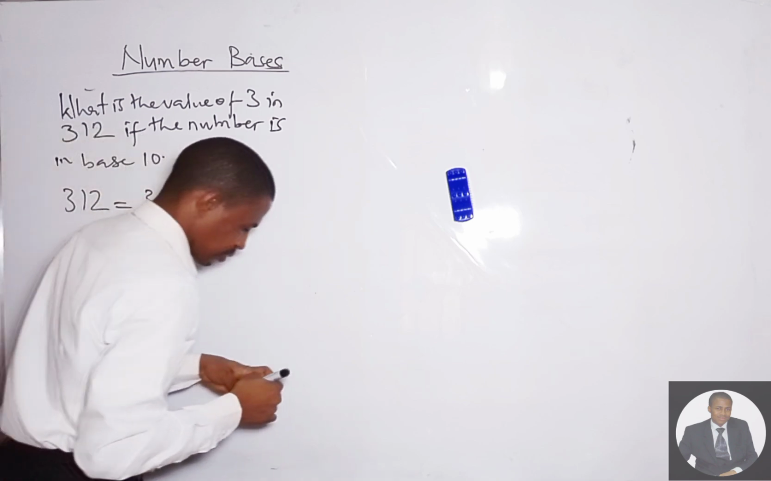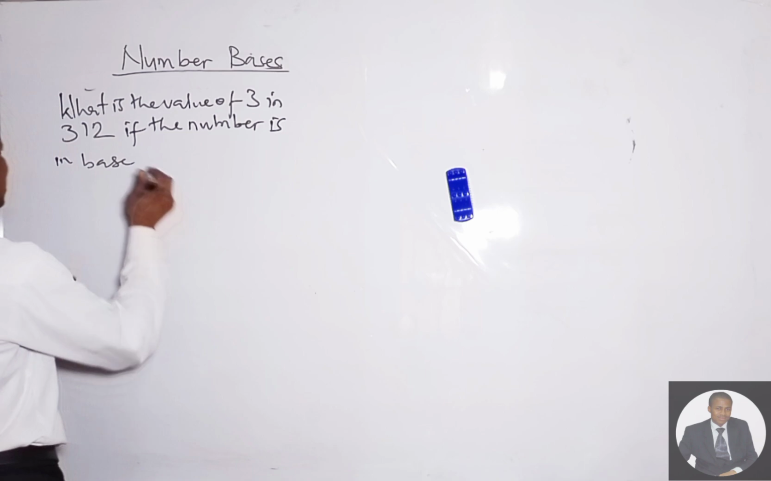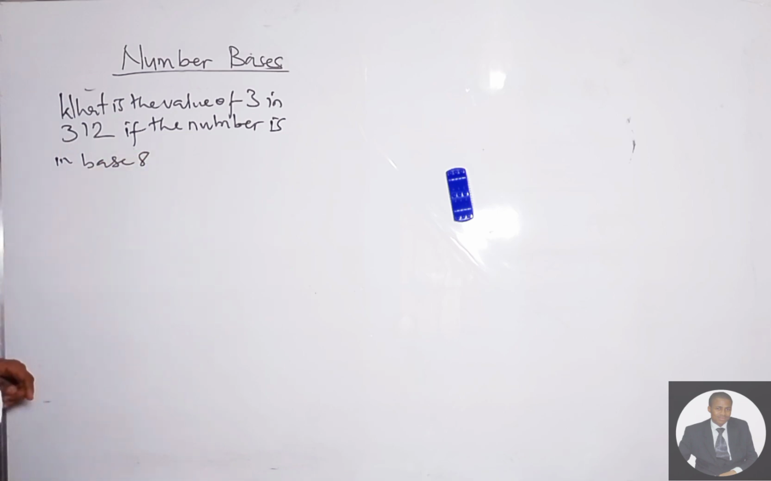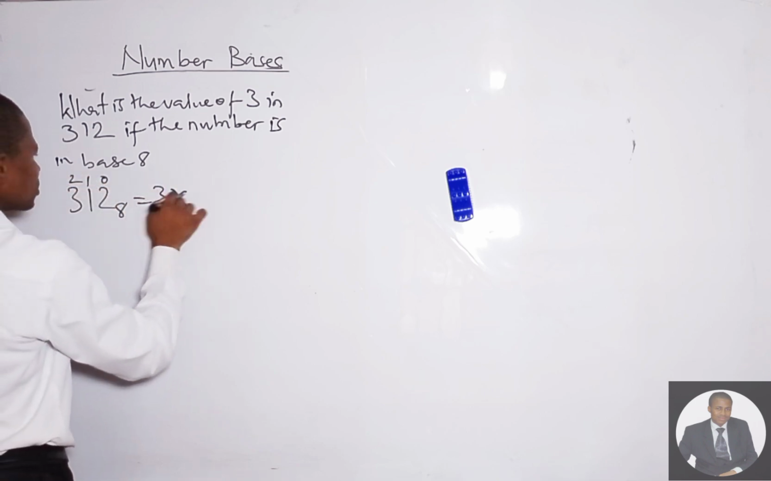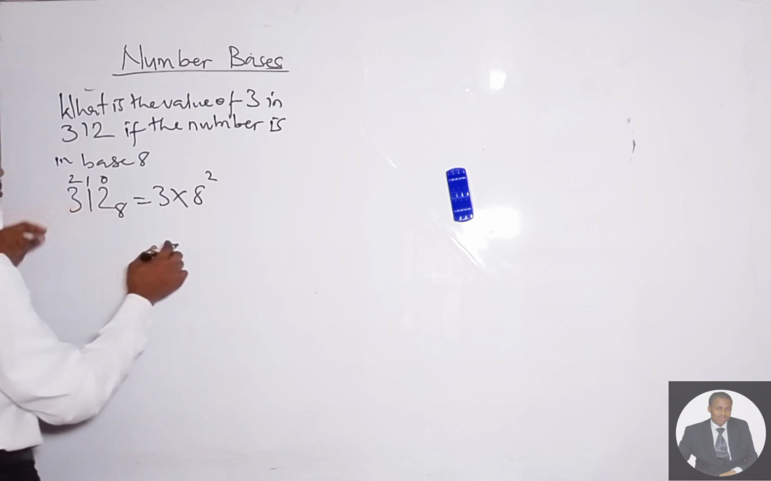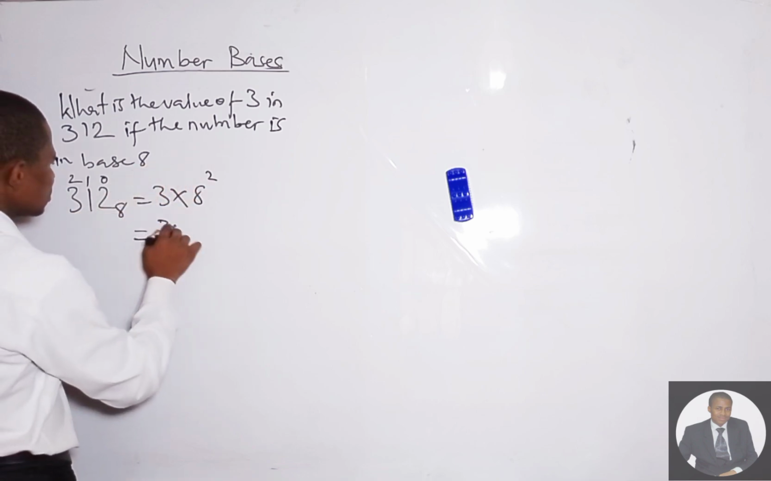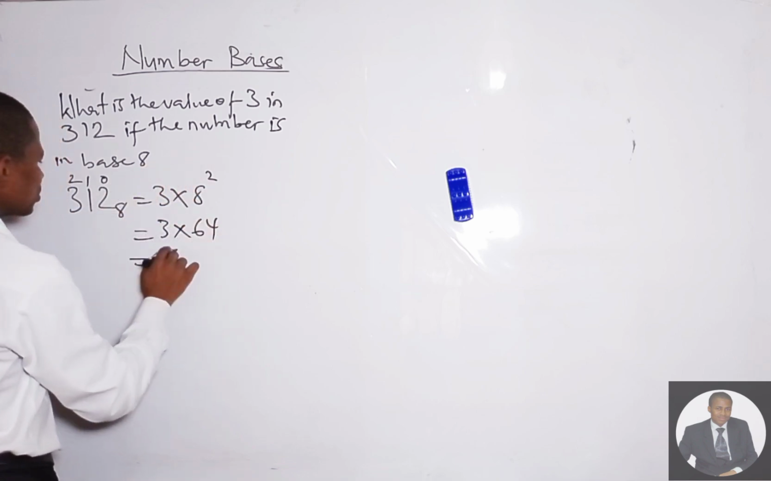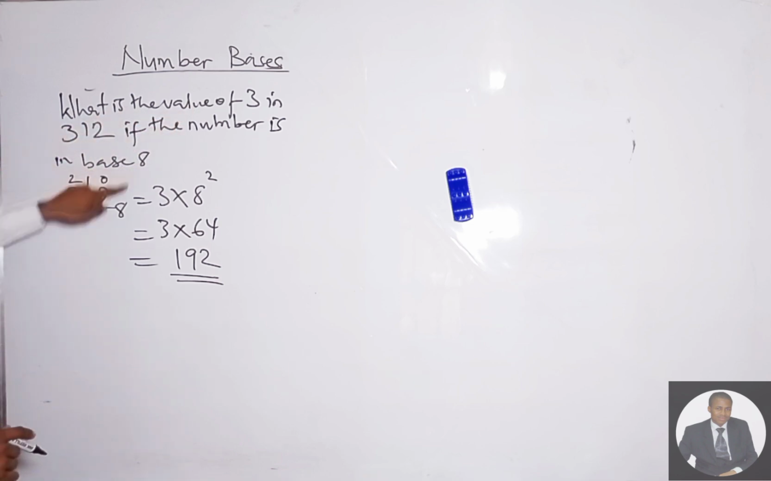So it's 300. Now, if this number is in base 8, we say 312 base 8. That will be 3 times 8 raised to the power 2. This 3 is 3 times 8 raised to the power 2. That's 3 times 64, and that's 192. So the value of 3 in 312 in base 8 is 192.